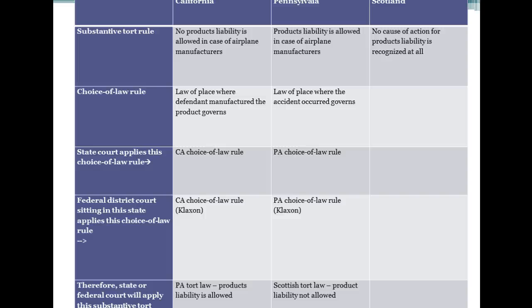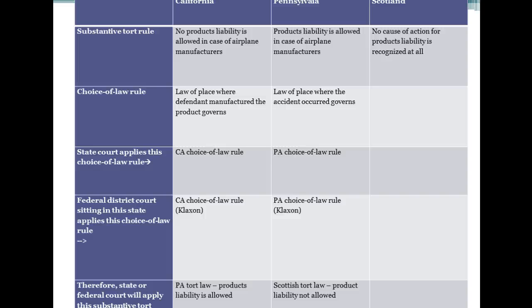Okay, so that's the substantive tort rule. Obviously, if you're the plaintiff, you want Pennsylvania law to apply. So how do you get there? Now you look at the state's choice of law rules. Let's just hypothesize that California follows the old kind of rule that looked to the place where the defendant manufactured the product. The defendant here manufactured the plane in Pennsylvania, so Pennsylvania law is going to be the law that's going to apply to this dispute.